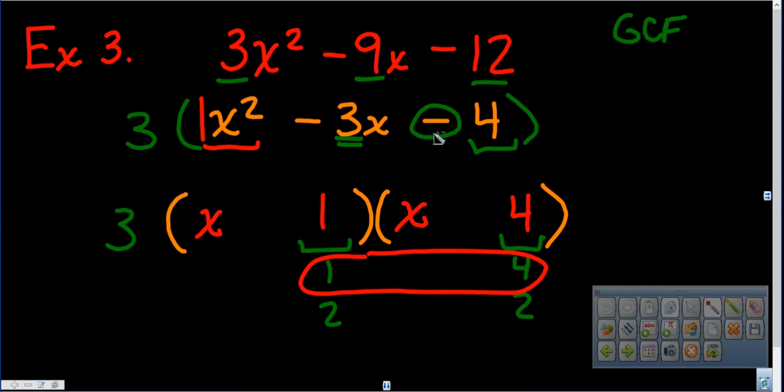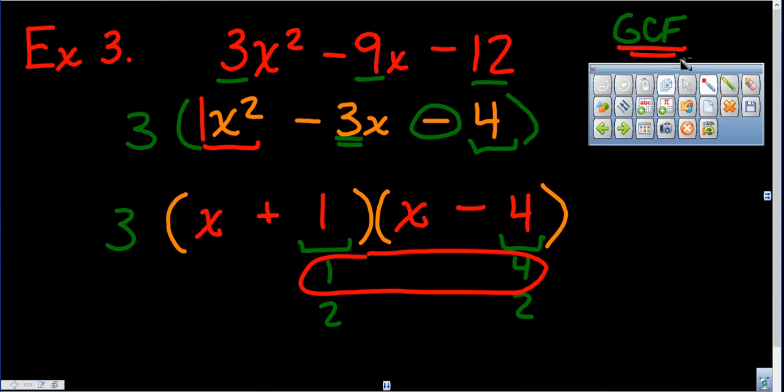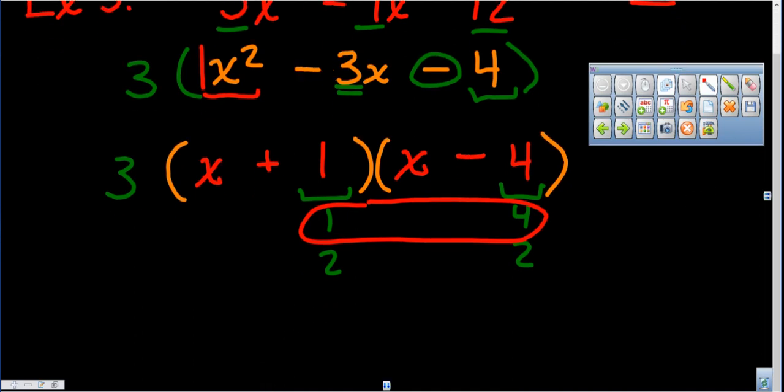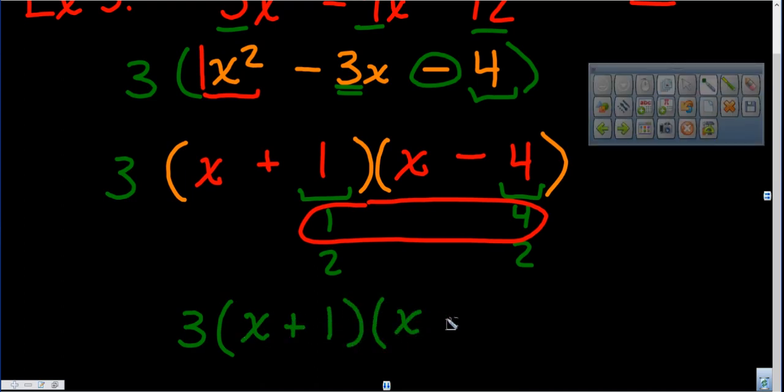And so I'm going to put the negative on the larger of the two numbers here, and that is the 4, and that's the plus there. So this one, because there was a greatest common factor, my answer is actually 3, x plus 1, and x minus 4.